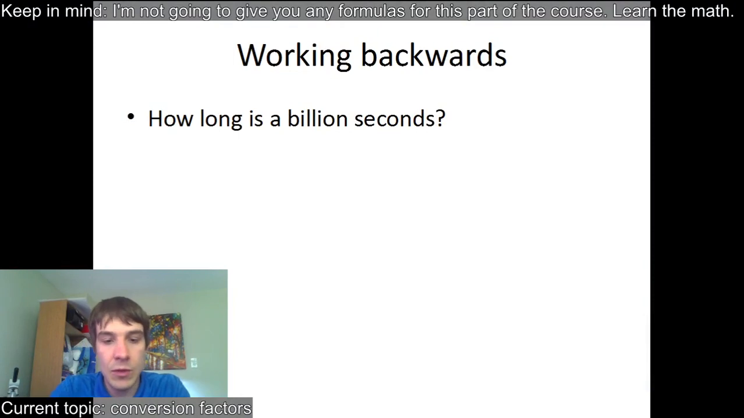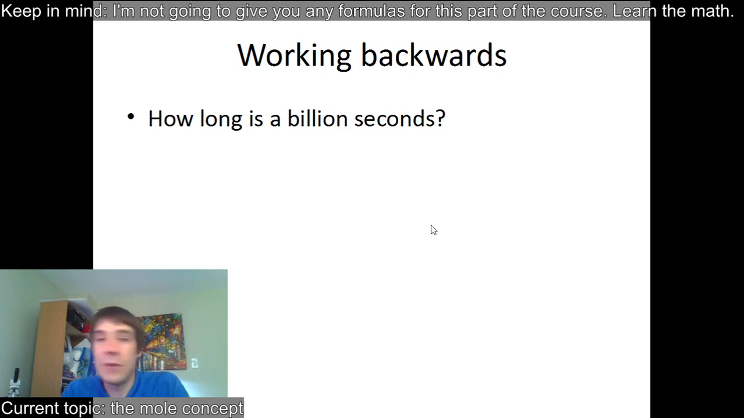Next up, the mole concept. Oh, by the way, the answer is 31.7 years. A billion seconds is 31.7 years. I'm going to be there pretty soon. This October, I'm going to be a billion seconds old. It's kind of weird to think about.